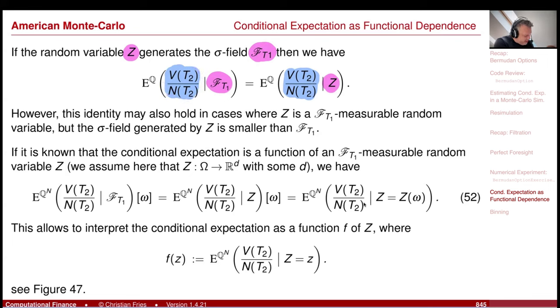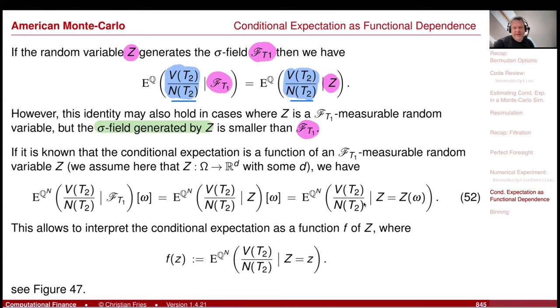And the Black-Scholes formula does not require all the information up to time T1. It just requires the information where the stock ended at time T1. So to some extent, it is Markovian. It just requires the starting value where I am in time T1. So we may be in situations where the sigma field generated by Z is smaller than FT1, depending on the quantity that is inside this conditional expectation.